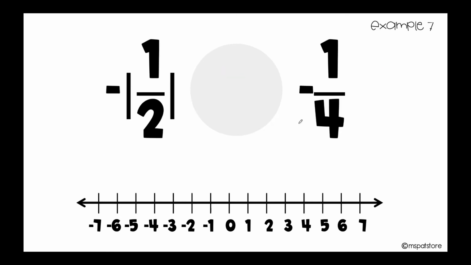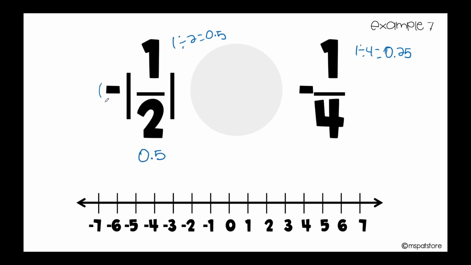If you want to, you can stay with the fractions, you can keep the fractions, or you can change them into decimal if it's easier for you. In this case, I'm going to compare the opposite of the absolute value of 1/2 with negative 1/4. So, I already know that 1 divided by 2 is 0.5 and 1 divided by 4 is equal to 0.25. So, the absolute value of half, or the absolute value of 0.5, is positive 0.5.